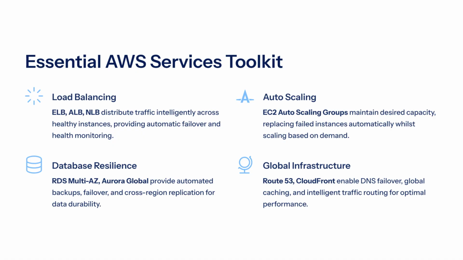To achieve HA and FT, you need to master certain AWS services. Load balancers like ALB and NLB distribute traffic and automatically reroute if something fails. Auto-scaling ensures your app scales up when traffic spikes and replaces failed instances automatically. Database resilience comes from RDS Multi-AZ or Aurora Global Database. And at a global level, Route 53 and CloudFront provide DNS failover, global caching, and intelligent traffic routing. If you can talk about these confidently, you've already covered 70% of the interviewer's expectation.